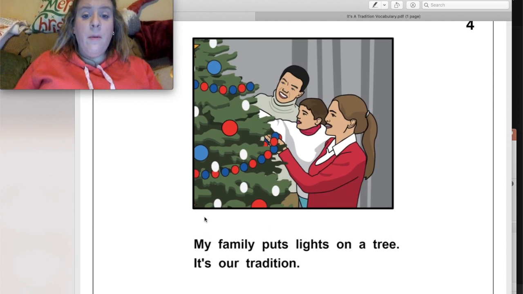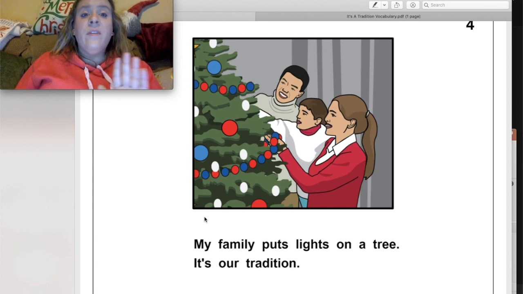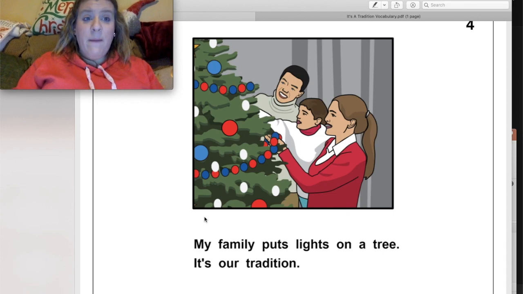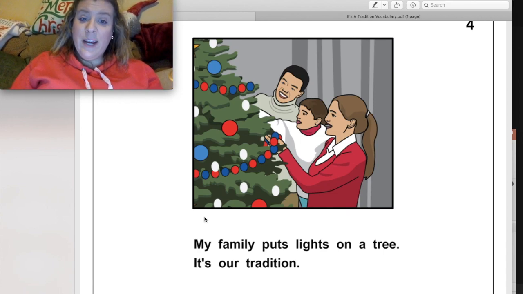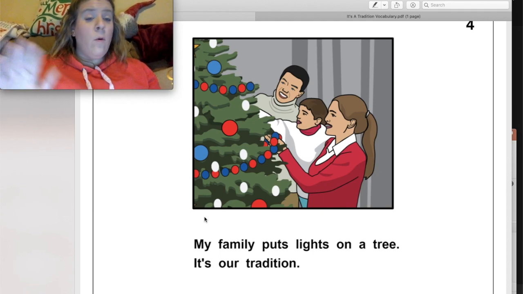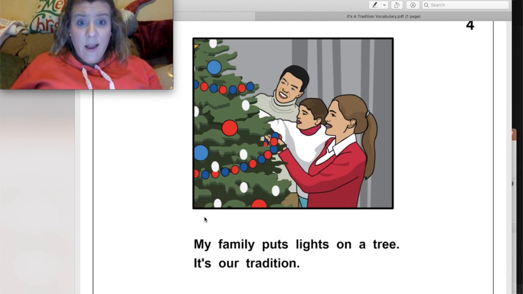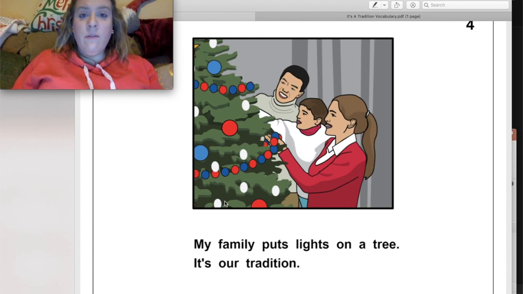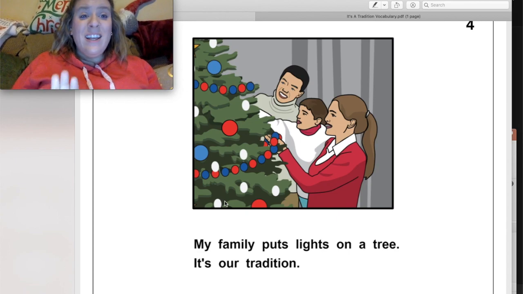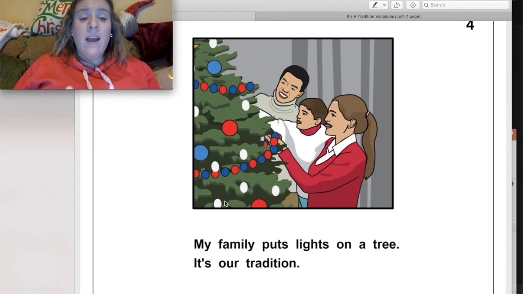Another tradition. My family puts lights on a tree. It's our tradition. Okay? Some people, their family's tradition is to put up a tree. We usually call them a Christmas tree. And you might put lights or even ornaments on it. You might put garland, candy canes. I would love to know, those of you that celebrate Christmas, what you put on your tree, or if you'd like to share a picture of your tree at any point, I would love to see it.